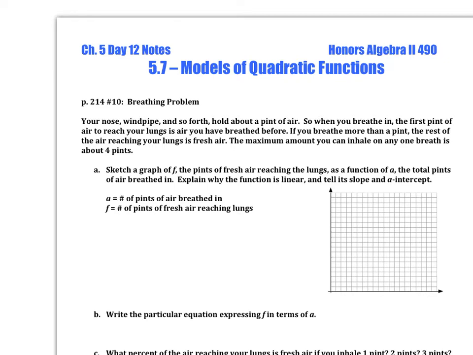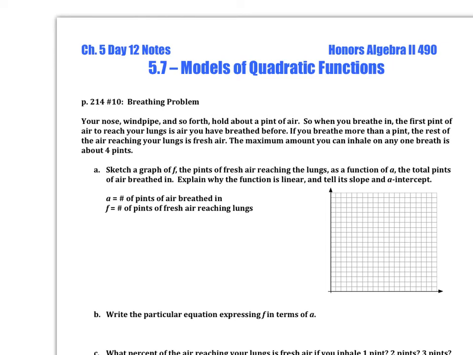Your nose, windpipe, and so forth hold about a pint of air. So when you breathe in, the first pint of air to reach your lungs is air you have already breathed before. If you breathe more than 1 pint, the rest of the air reaching your lungs is fresh air. The maximum amount you can inhale on any one breath is about 4 pints.